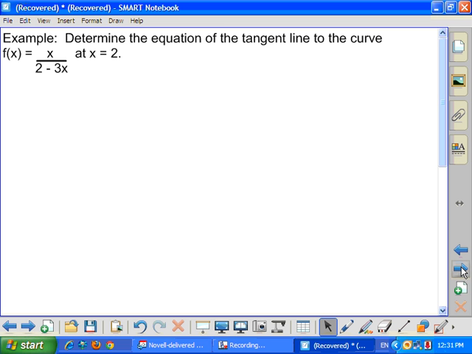Okay, the process still works for rational functions. So find the equation of the curve at x equals 2. We're still going to find slope.